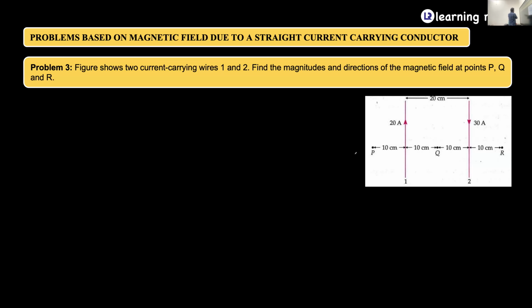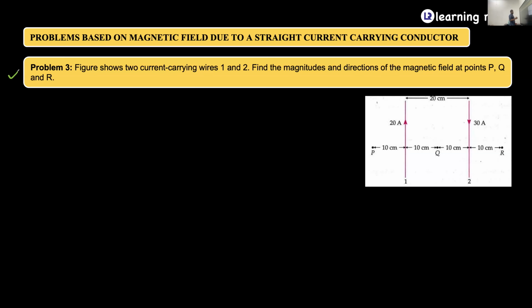Okay. The question says, figure shows two current carrying wires 1 and 2. Find the magnitudes and directions of the magnetic fields at points P, Q, and R. So each point is going to have an individual magnetic field associated with it, and we need to find the value of it. Okay. So let's see how to do it.